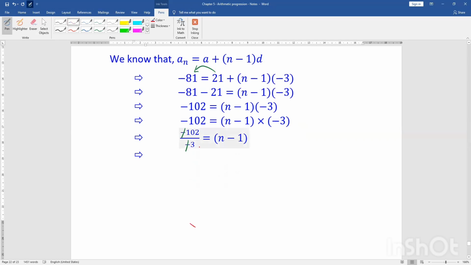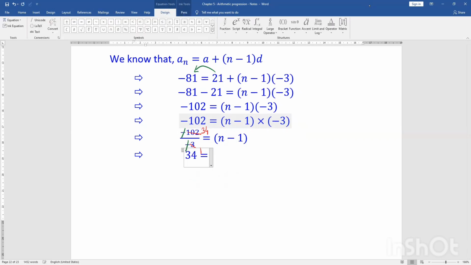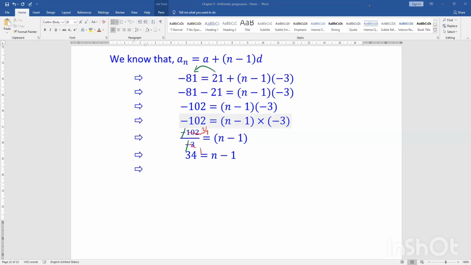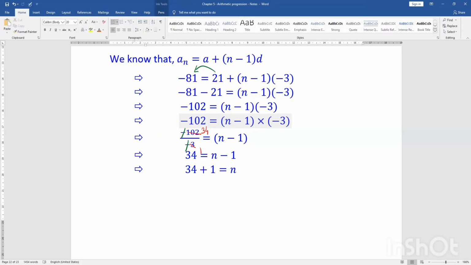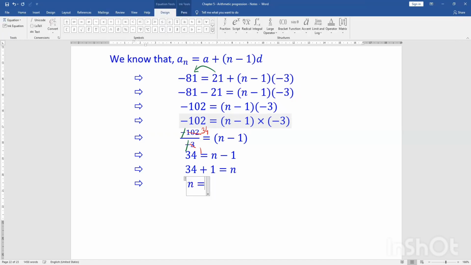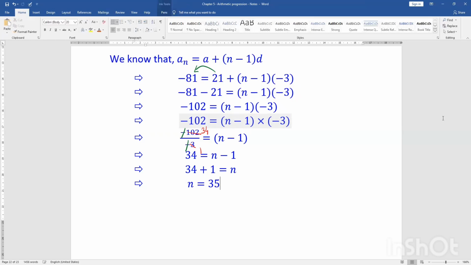3 ones are 3, 3 fours are 12, 3 threes are 9. So that means I can write it as 34 equals n minus 1. In the next step, I can write it as 34 plus 1 equals n, because minus 1 transposes to the LHS. Finally, we can write n equals 34 plus 1, which is how much? 35. Right, children?